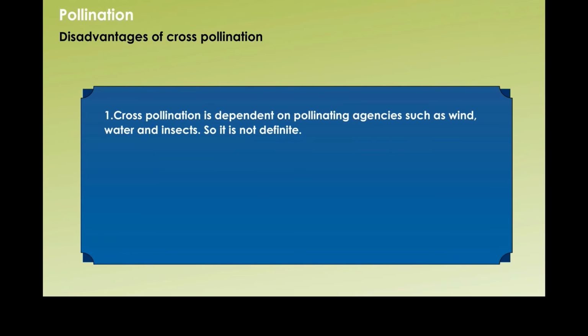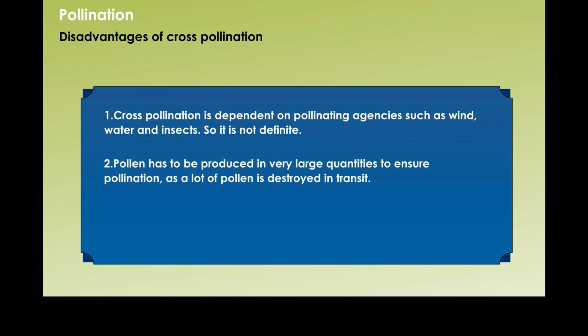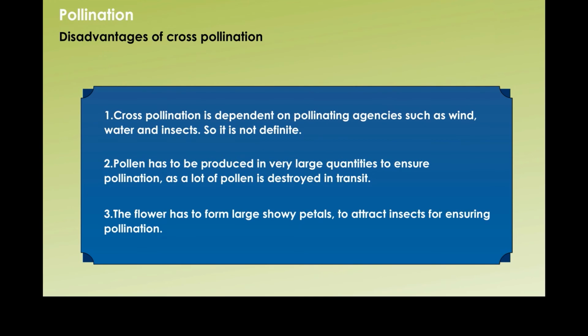Disadvantages of cross-pollination. Cross-pollination is dependent on pollinating agencies such as wind, water and insects, so it is not definite. Pollen has to be produced in very large quantities to ensure pollination, as a lot of pollen is destroyed in transit. The flower has to form large, showy petals to attract insects for ensuring pollination.